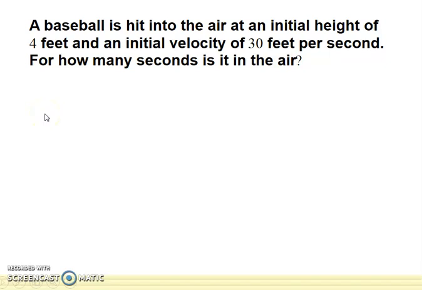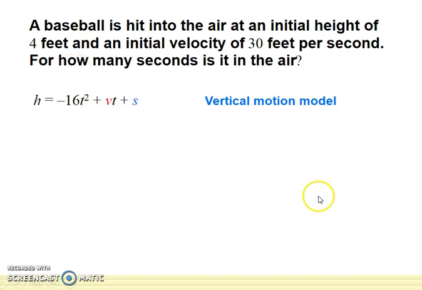Hi, welcome to this video on vertical motion model math problems. We'll be using a formula, and the formula looks like this. I'll tell you what all the different parts of the formula are, and then we'll do an example together so you can see how you can use the formula to solve word problems.